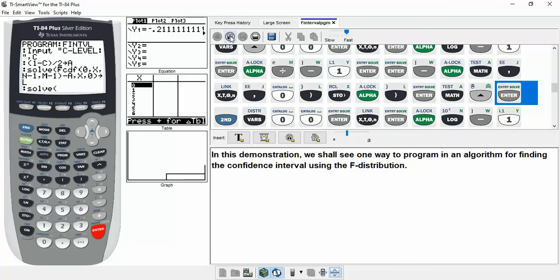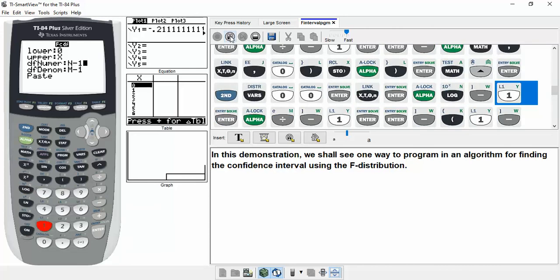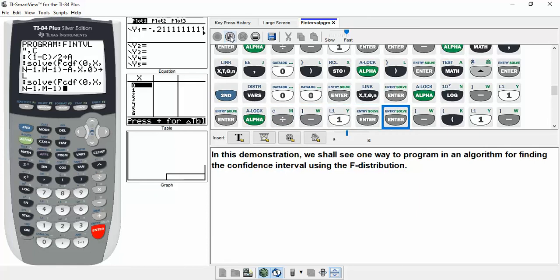Then I repeat this. I recall the solve command. I go back under distributions, back under FCDF. The lower bound will be 0. The upper bound will be x. The degrees of freedom for the numerator, again, will be n minus 1. The degrees of freedom for the denominator, again, will be m minus 1. Then I'm going to paste that back in.